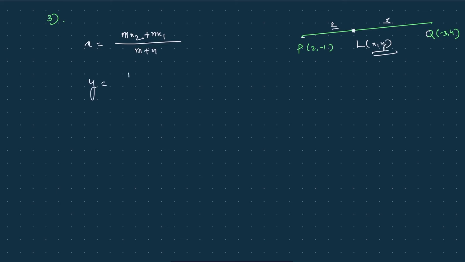For y, it is (my2 + ny1) divided by (m + n). Okay, this is x and y. This is for internal division. For external division, I am going to write again like this.